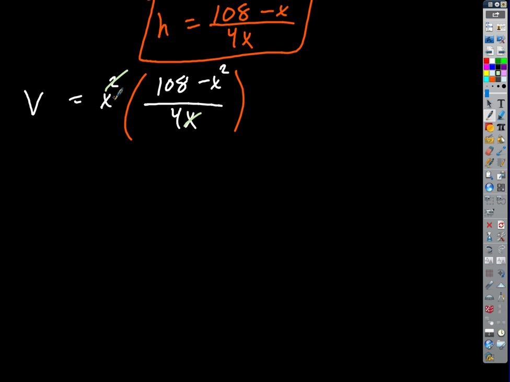And then if I distribute, what am I going to get? 108 over 4 is what? 54, so 27. Is that right? Yeah, 27 x, and that first one minus, I'm going to get an x distributed there, so I'm going to have an x cubed over 4. Now I could properly write that as V of x, because now it is a function of only x, right?